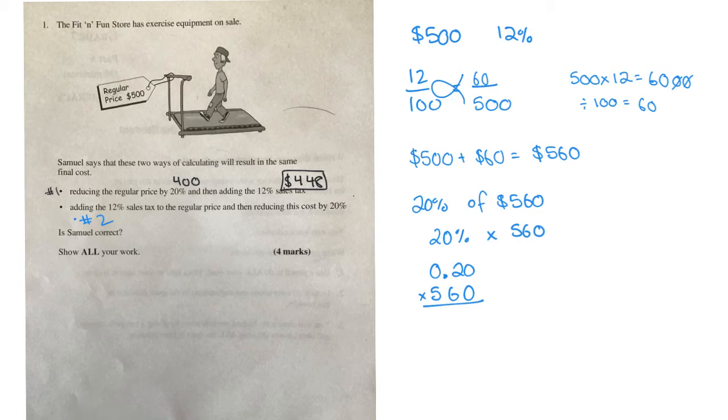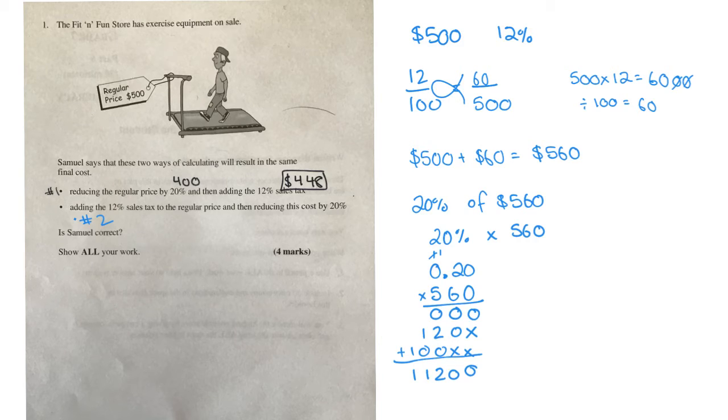So 0 times 0 is 0. 0 times 2 is 0. 0 times 0 is 0. I start a new line, so I have a placeholder. 6 times 0 is 0. 6 times 2 is 12. And 6 times 0 is 0, plus 1 is 1. Now I need 2 placeholders. 5 times 0 is 0. 5 times 2 is 10. 5 times 0 is 0, plus 1 is 1. And I can add them up.